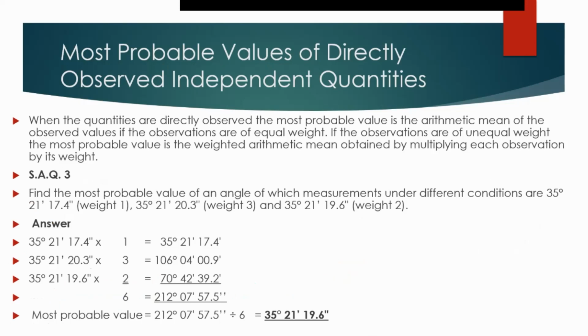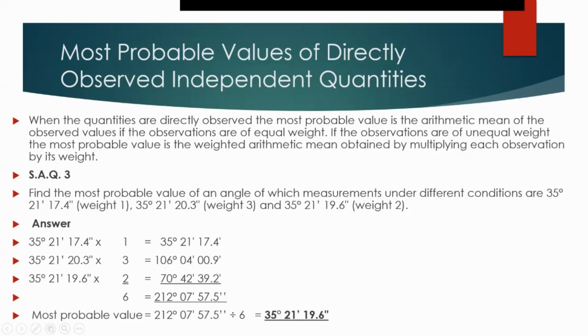Now I'm moving into the other topic, to calculate the most probable value of directly observed independent quantities. When you say independent quantities, they don't correlate to each other. They have no relationship with each other. This problem I have taken from your book. This is SAQ1. With this exercise, you will understand.